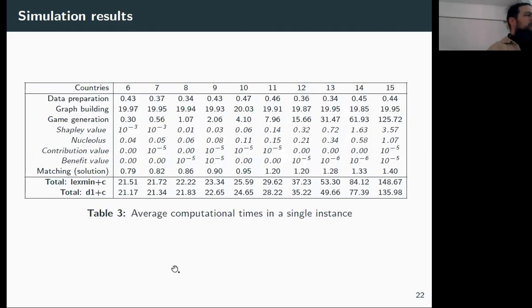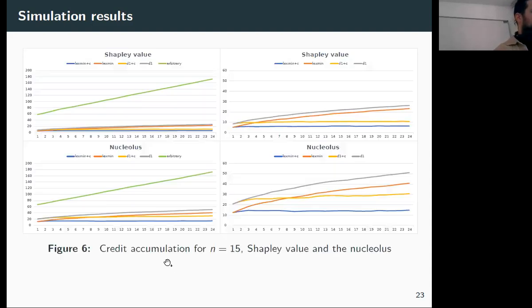So this is my justification for why LexMin is important, and the reason why I hammer this that much is that for some reason the literature was always focused on D1. What about the credits?